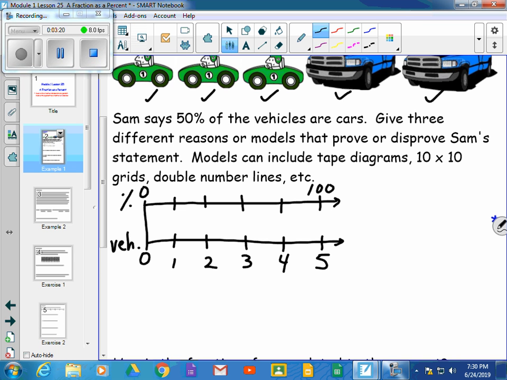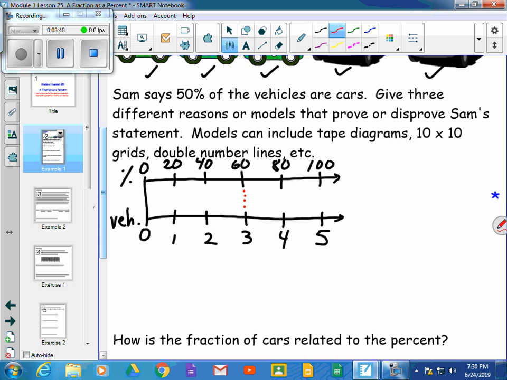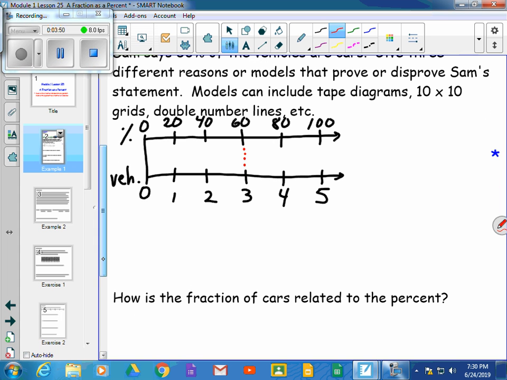If we have a total of 100% on the top split up into 5, 100 divided by 5 is 20, which means we're going to go up by 20%. And then, if we look, 3 vehicles are cars, it doesn't match up with 50%, it matches up with 60%. So again, 3 out of 5 vehicles is 60%. Sorry, Sam, you're wrong.